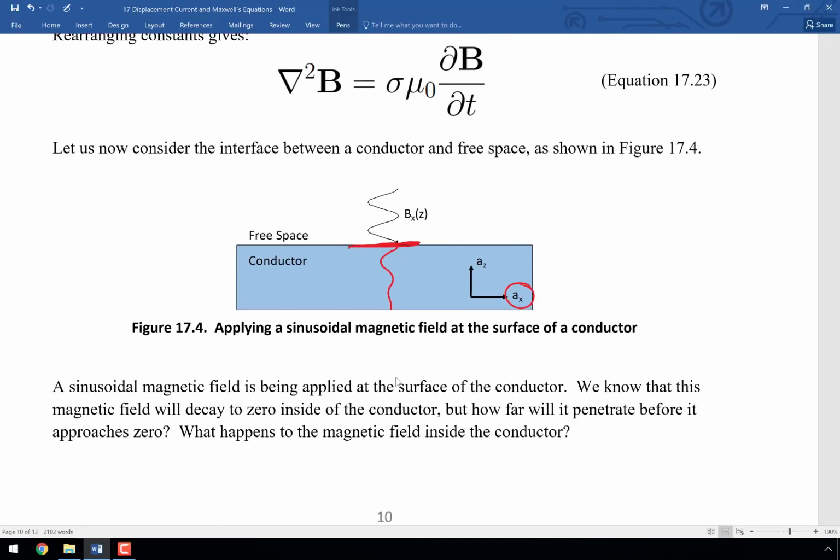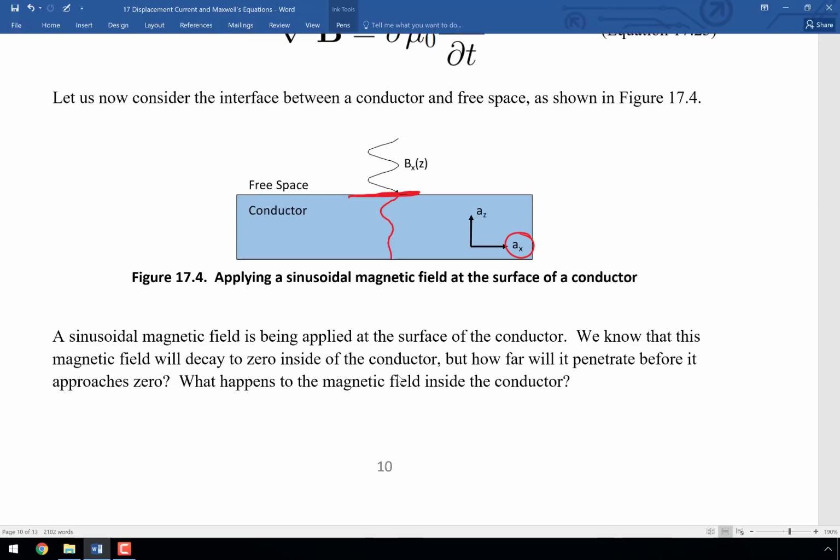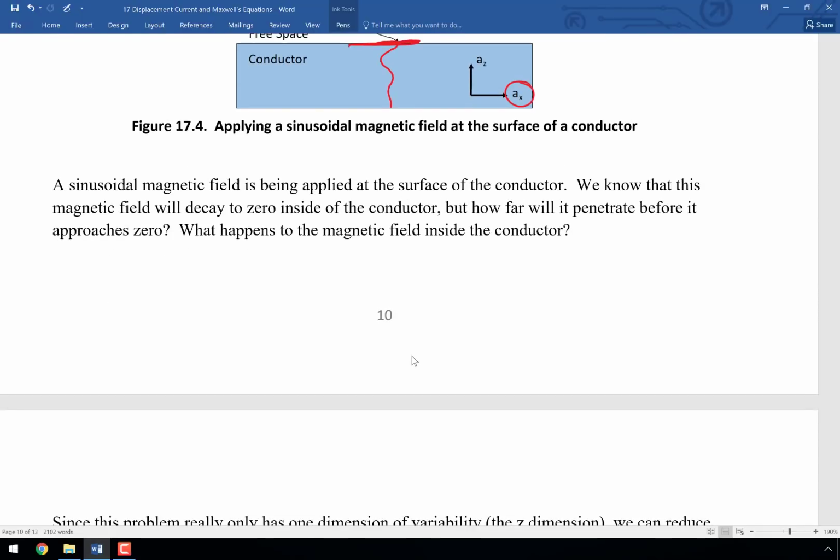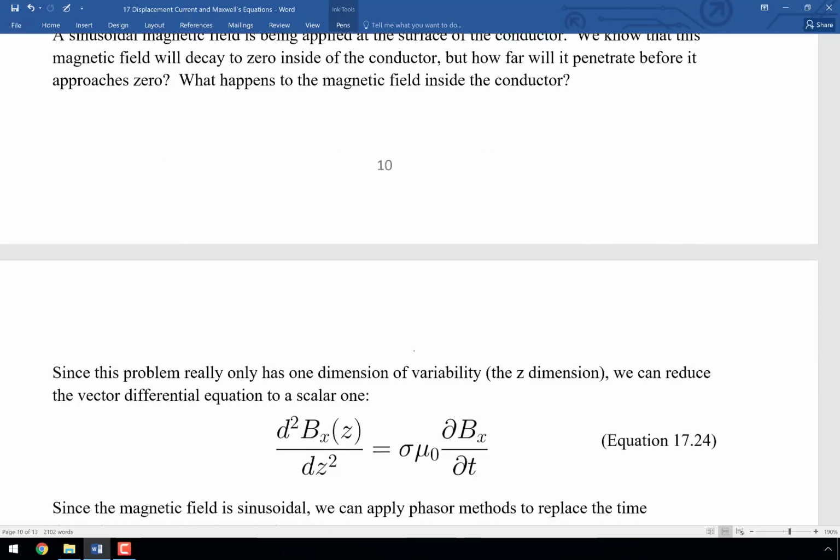The question is, how quickly does it approach 0? So we're going to say that it's sinusoidal, primarily so that we can use phasor analysis, which is going to make our lives a ton easier. We know that it's going to decay to 0, but how far will it penetrate before it approaches 0? And what happens to the magnetic field? What does it actually look like inside of the conductor?